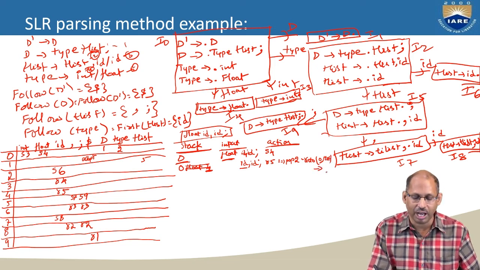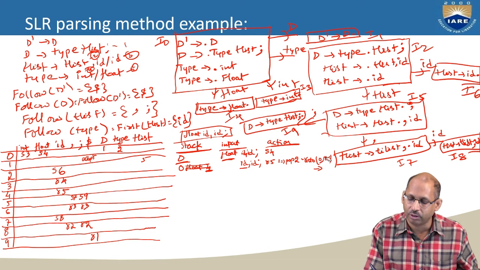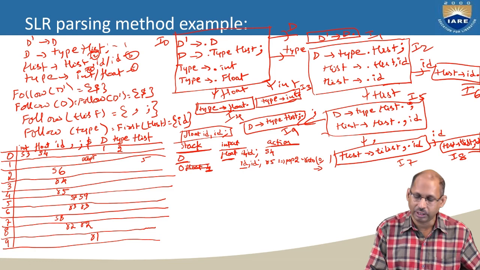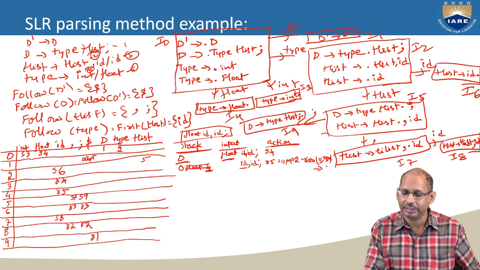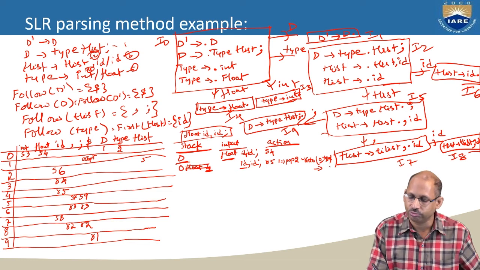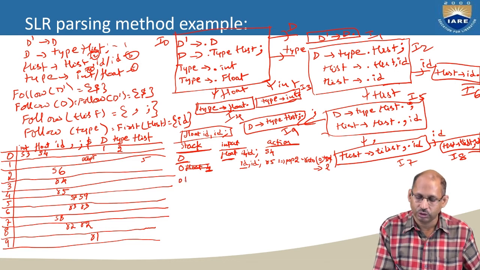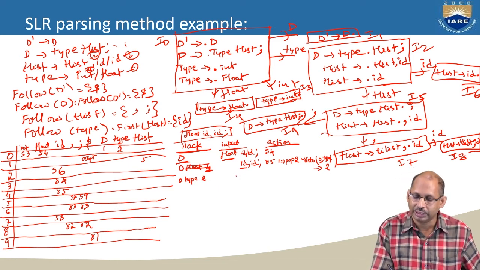0 and T list, what do we have? Okay, here it is not T list, it is type. Right? 0 and type, it is 2. So we write 0, type and 2. Now the input is id comma id semicolon.